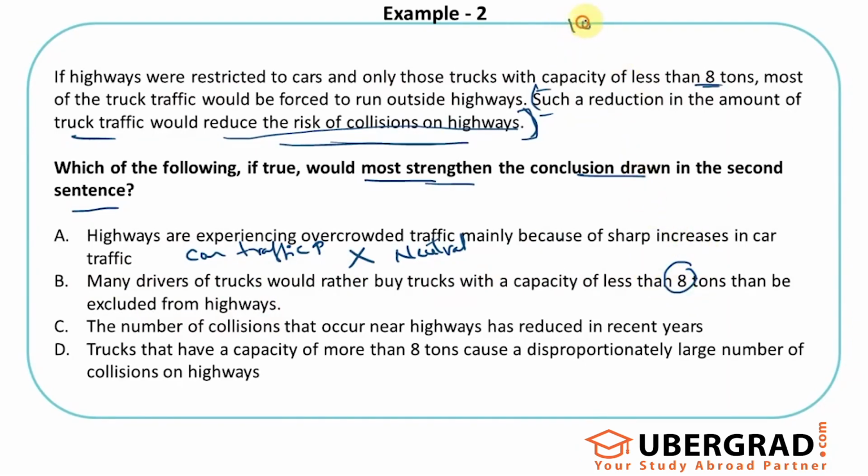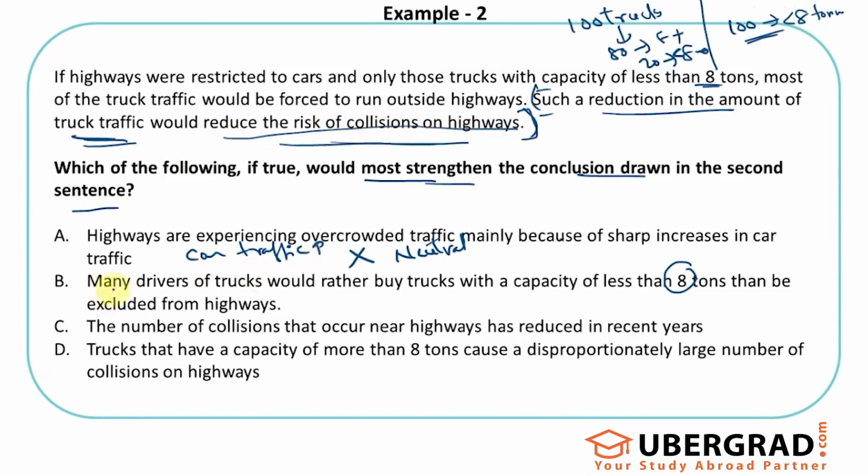Let's say there are only 100 trucks in this whole country or place where they run on highways, of which 80 are 8 tons plus and 20 are less than 8 tons. Let's assume this scenario. If this rule made all 100 drivers carry less than 8 tons, would this actually reduce the traffic? No, right? You won't see a reduction in truck traffic, which would obviously not lead to a reduction in accidents.